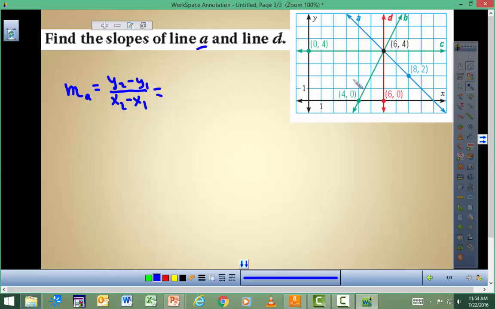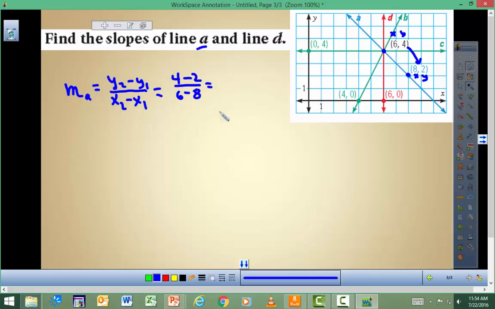Okay, so line A. I need to use 2 points that are on line A. So why don't we use this point here and this point here? I need to subtract the y coordinates. Remember, this is x, this is y, and this is x, and this is y. It doesn't really matter which point is first or second, but we need to subtract the y coordinates. So let's try 4 minus 2, over 6 minus 8.